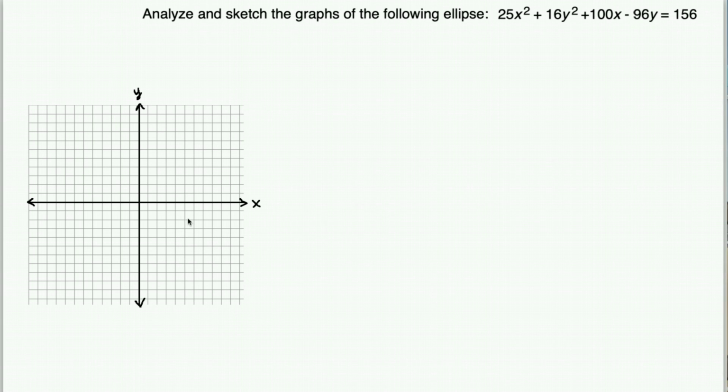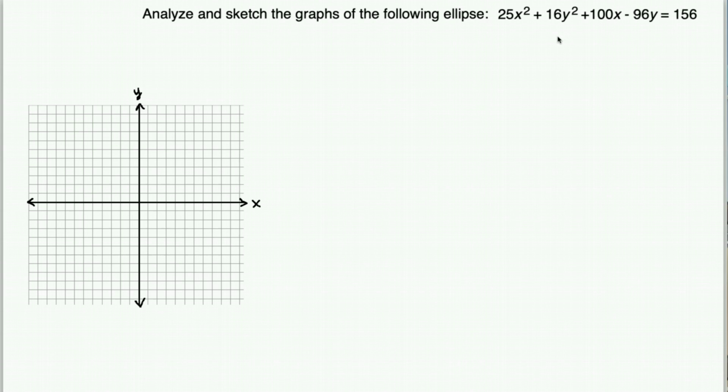Analyze and sketch the graphs of the following ellipse. 25x squared plus 16y squared plus 100x minus 96y is equal to 156. So what you want to do is first complete the square so that you can find the equation of the ellipse in standard form.